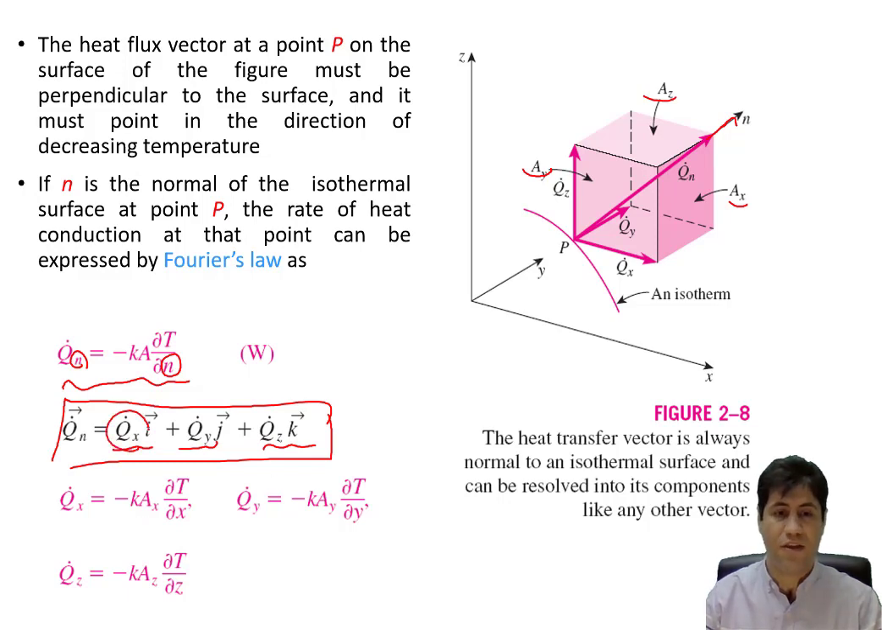And q dot x here is equal to negative k Ax partial of temperature with respect to x. So here we imagine k remains constant for the element, or is the same in each direction. Ax, Ay, Az are the areas normal to the direction of the heat transfer for x, y, and z. And the temperature difference should be considered for each direction.